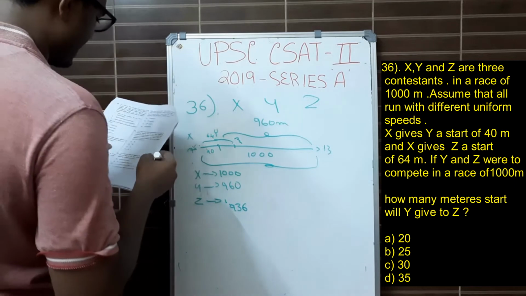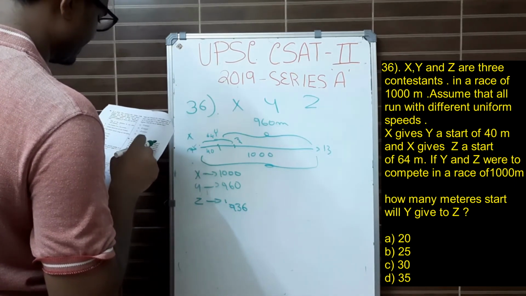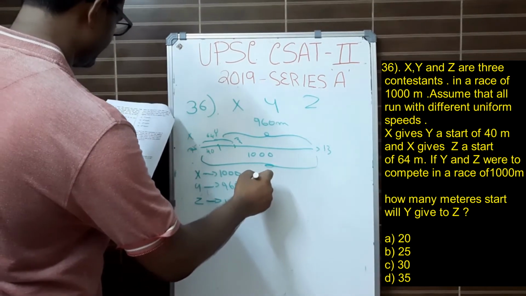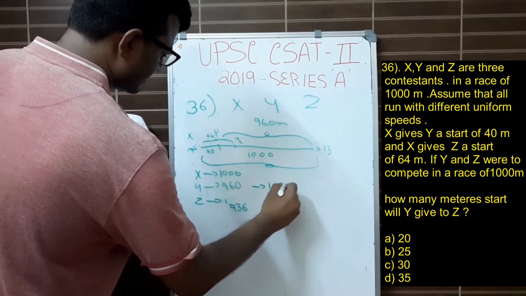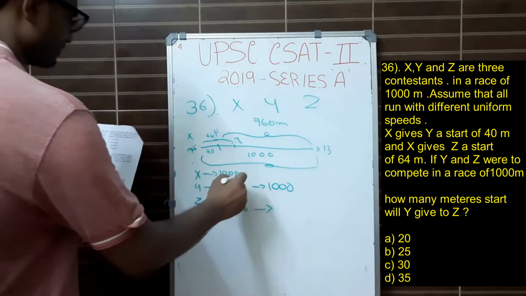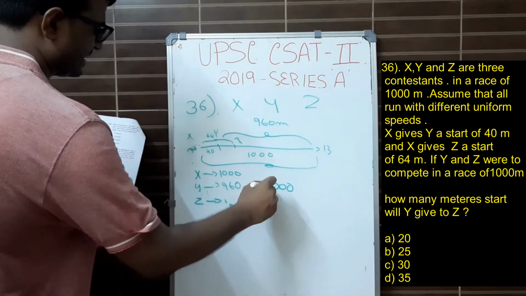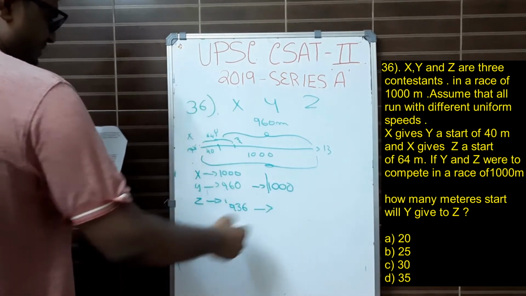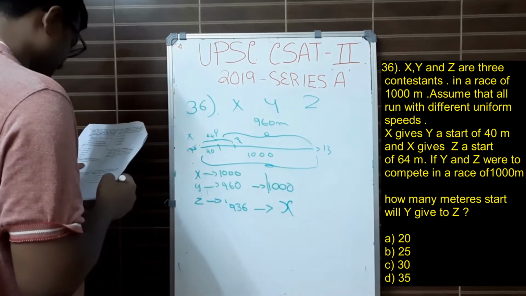So now the question they're asking is, if Y and Z were to compete in a race of 1000 meters, how many meters start will Y give to Z? Okay. So what they're basically asking is, when Y comes to 1000, where will Z be? Because in this case, Y is giving a start to Z. That is, Y has agreed that he will complete 1000 meters. But how much of a start he has to give to Z? That is the question here. Okay.